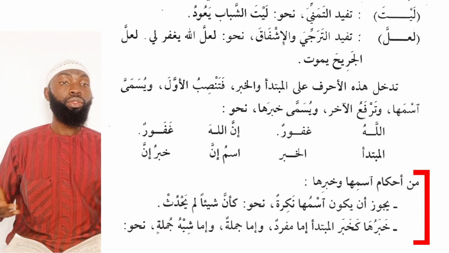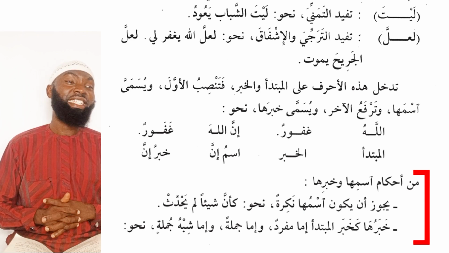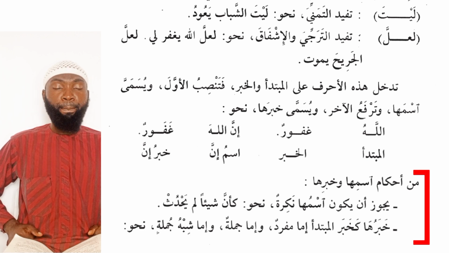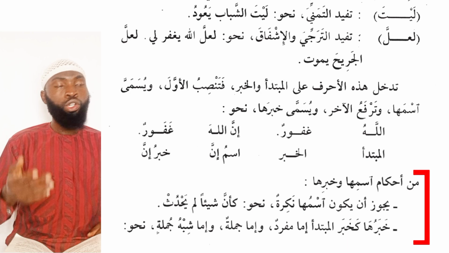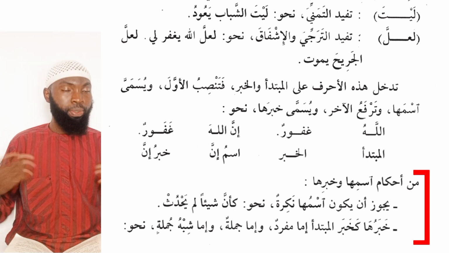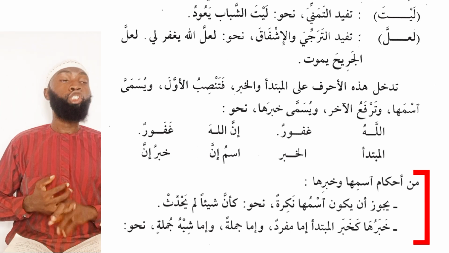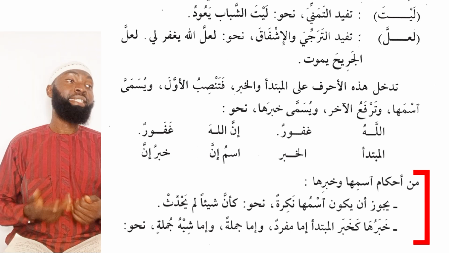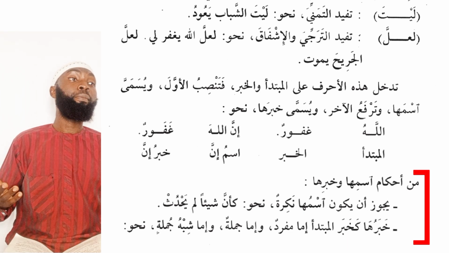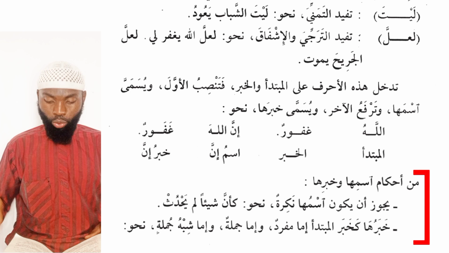كَأَنَّ شَيْئًا لَمْ يَحْدُثْ. The word shay'un here is coming as nakira with the tanween. It is not a definite word, so it is allowed. خَبَرُهَا كَخَبَرِ الْمُبْتَدَى إِمَّا مُفْرَدٌ. The khabar of these particles can be like the normal khabar of a mubtada. It could either be coming as mufrad, a singular word, jumla, or a sentence, wa imma shibhu jumla, or the like of a sentence, like zarfun or harfu jarrin and majrur.